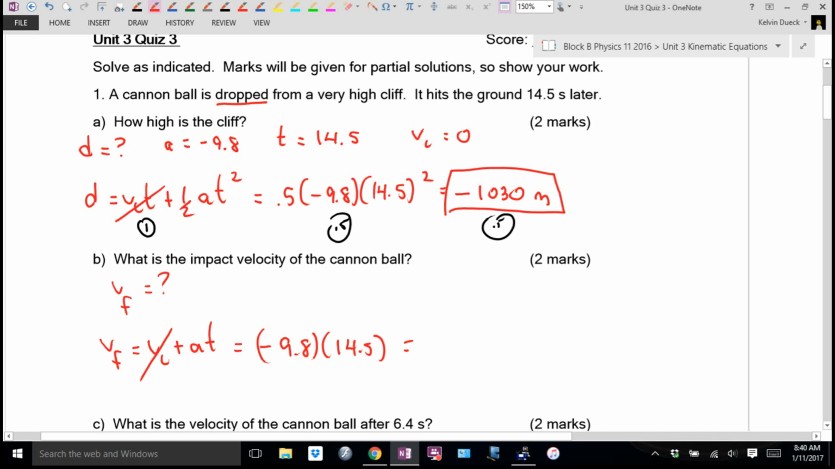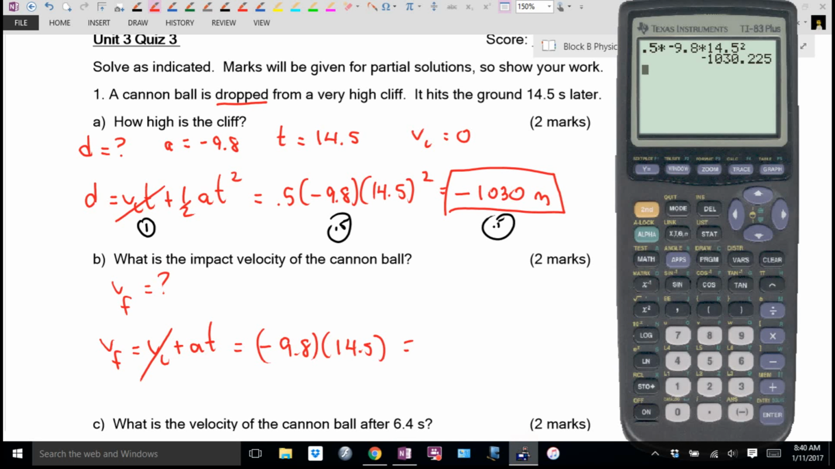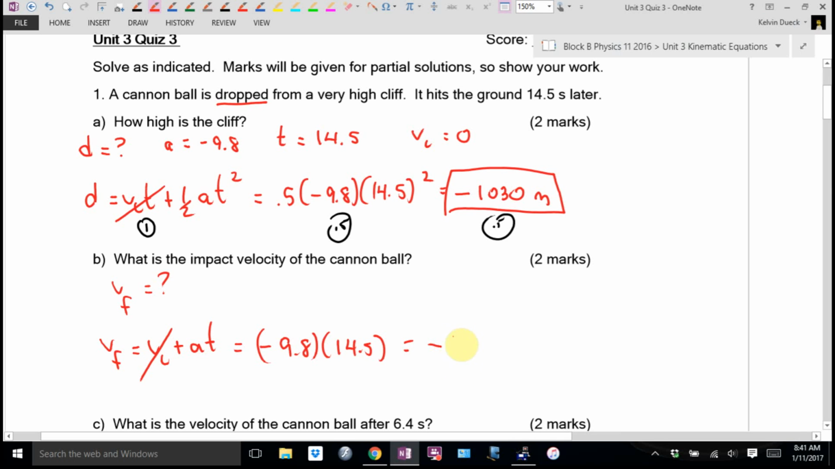When I hit the ground, am I traveling upwards or downwards? I should get a negative velocity then. Negative 9.8 times 14.5, and I get negative, I'm going to write 142 meters per second. If you went to negative 142.1, I'm fine with that. Same as before, 1 mark for the equation, half mark for the numbers, half mark for the answer.